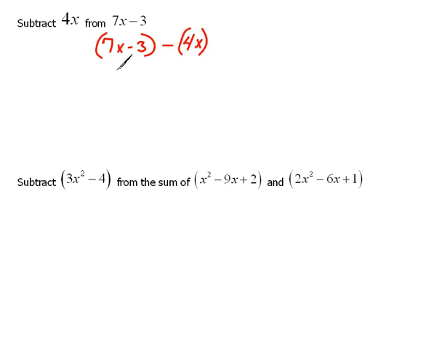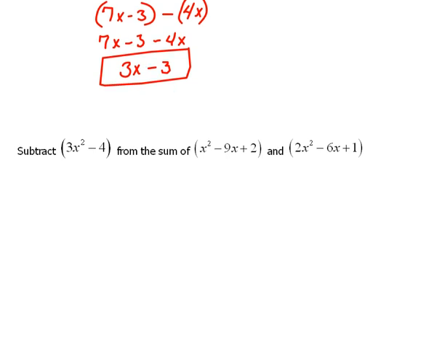Now I'm going to rewrite this without parentheses. So we have 7x minus 3, and then we have to subtract off the 4x. Now we can combine like terms. 7x minus 4x would be 3x, and then we have our minus 3 that won't combine with anything. So this is the simplified version of that word problem.